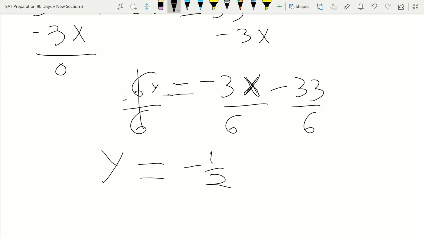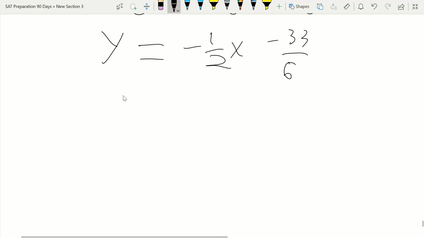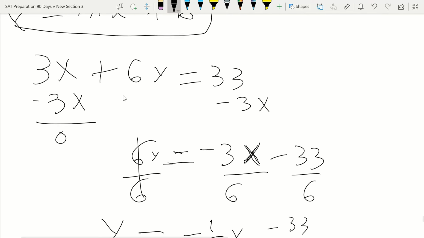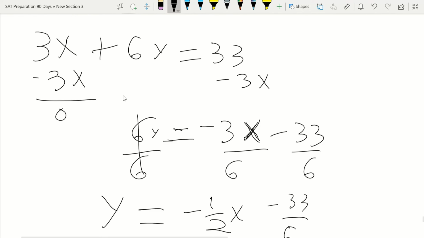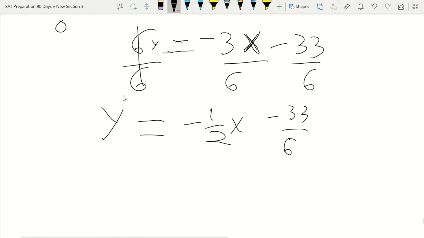So we got y equals negative 1/2 x, and then we got minus 33 over 6. And I don't feel like simplifying that. I don't even know if you can, but I'm not going to because I don't feel like it. All right, so next up, I'm going to teach you how to get that slope even faster. Okay, so that's one way that you can do it if you have to find the whole equation for slope, intercept, and converting. Let's say I just needed the slope.